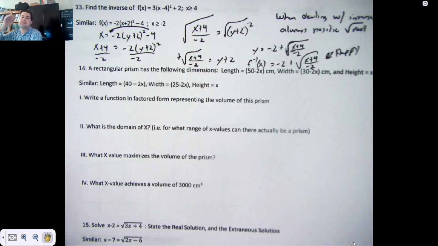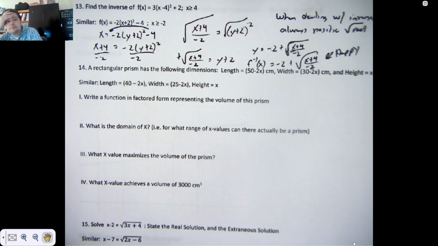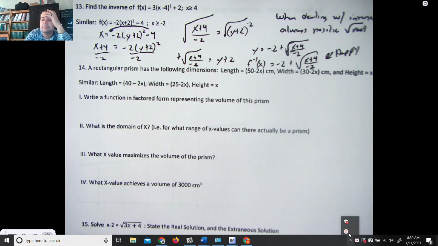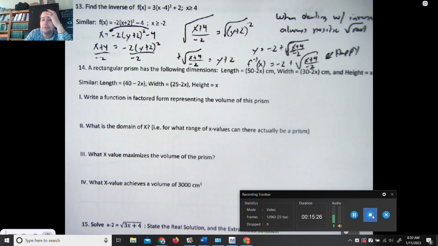So here's my similar question for 14. The length is, oh, actually I am out of time. Never mind. That's all I got for today. Maybe during lunch break. Who needs to eat anyways?